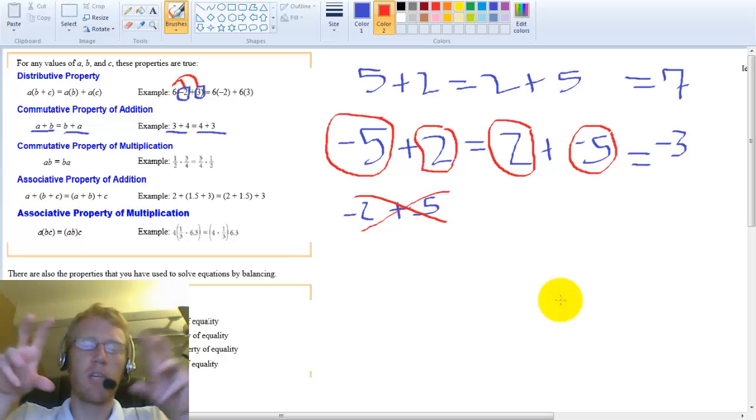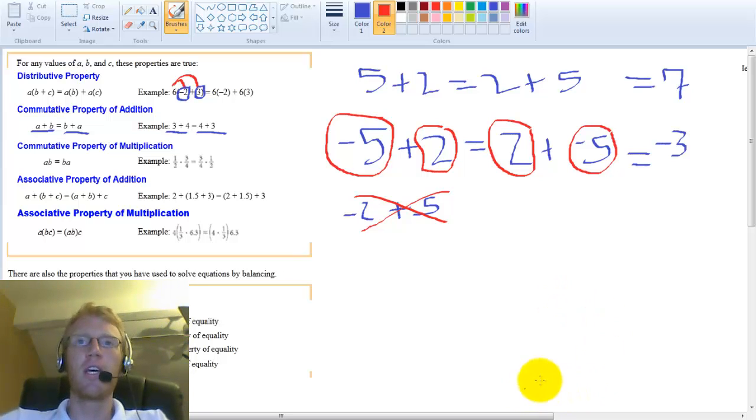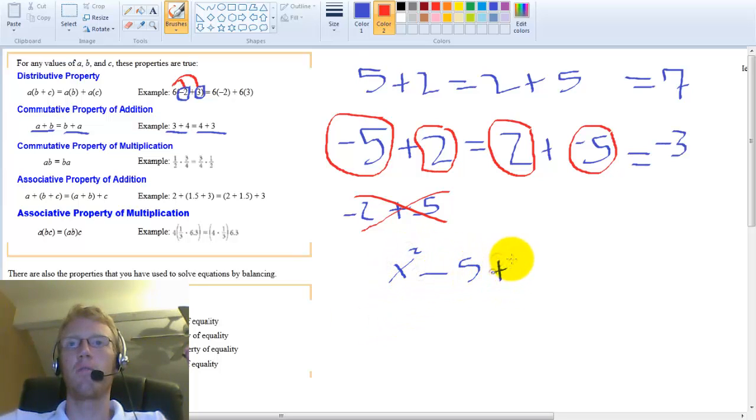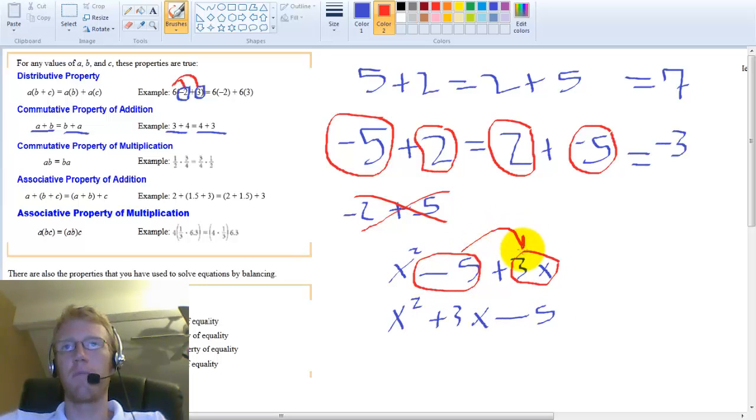So if you're rearranging numbers in an expression, like maybe you have x squared minus 5 plus 3x, you can rewrite that as x squared plus 3x minus 5, right? You're changing the order of these two terms. You're swapping them, which is totally okay, obviously. That's what this whole property is telling you. You can change the order of these two terms that are added, but the negative sign goes with the number. That's really, really important.